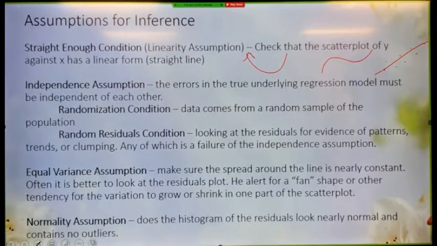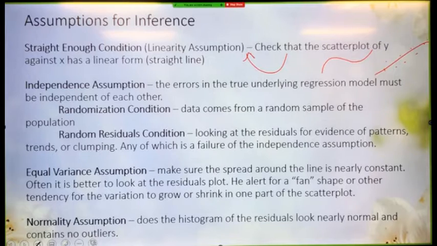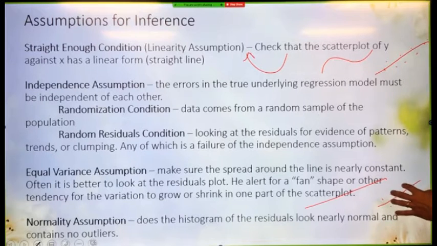We'll look more at what this looks like tomorrow. Also, we have the equal variance assumption. Make sure the spread around the line is nearly constant. Often it's better to look at the residuals plot. Be alert for a fan shape or other tendencies for the variation to grow or shrink in one part of the scatter plot. Meaning, my regression line is here, and it should be fairly consistent along that line.